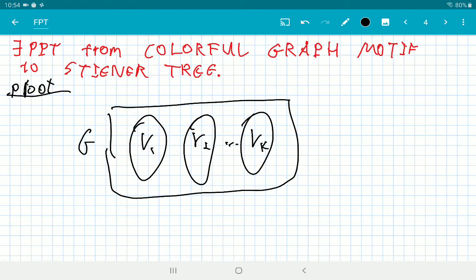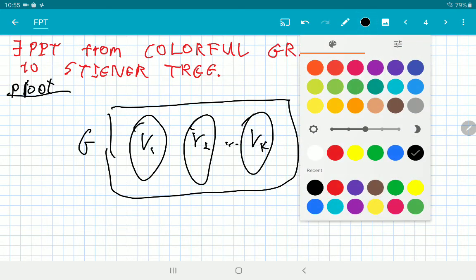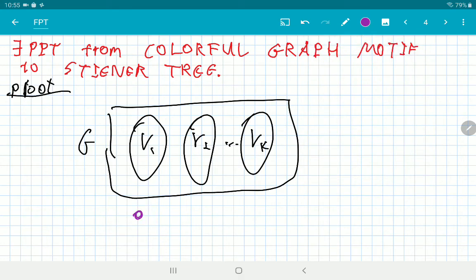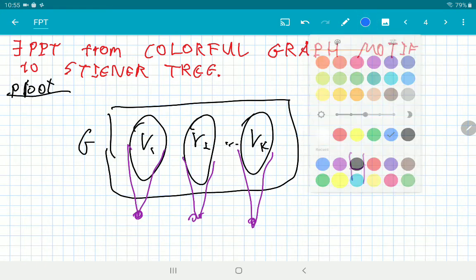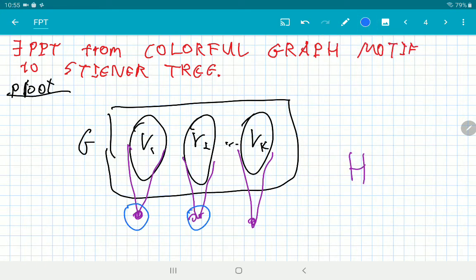So we want to reduce it to Steiner tree, and the idea is that we are going to ask, is there a spanning tree with one vertex from each color? To this end, we're going to add a terminal for every color and connect it to all the vertices in its color class. So let H be the resulting graph. And all those vertices that I added are going to be the terminals, the set K.